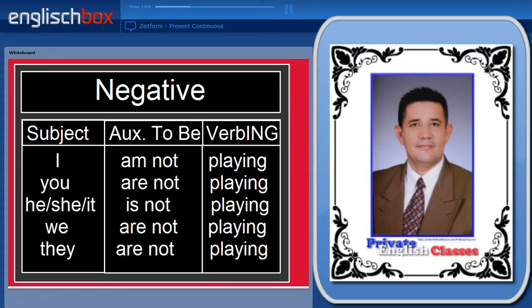So we've looked at the affirmative. What about the negative? In the negative, all you need to do is add not to the auxiliary verb to be. I'm not playing, you're not playing, he isn't playing, we aren't playing, and they aren't playing.